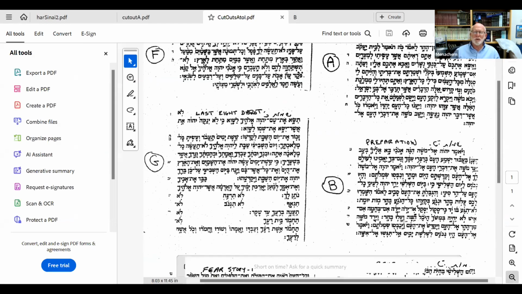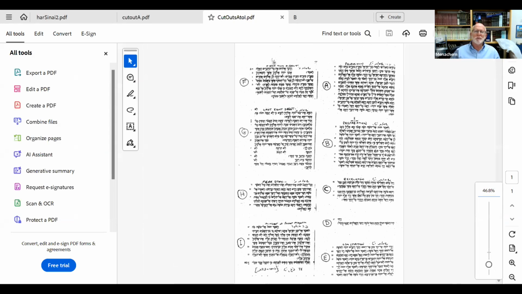Okay, here's a source sheet from 30 years ago when I taught this. This is all the psukim in Chumash from Mamad Har Sinai, but divided into units. So what we're going to do in class is we're going to identify each unit.